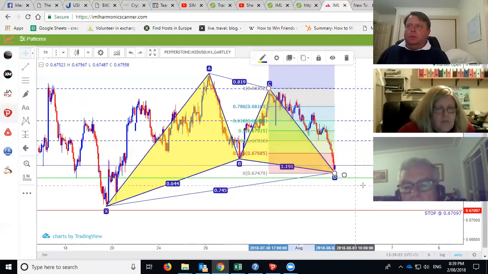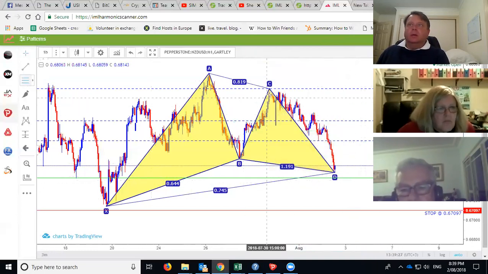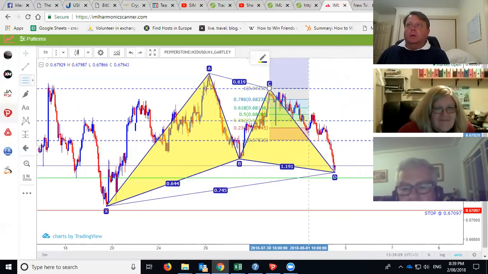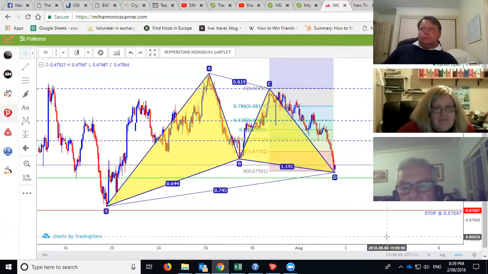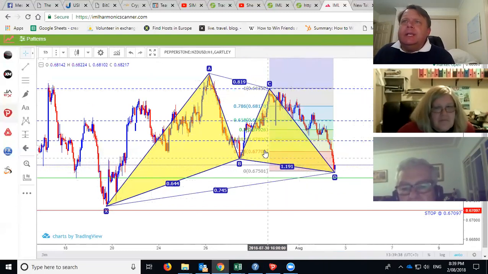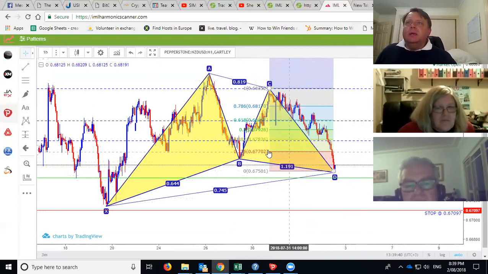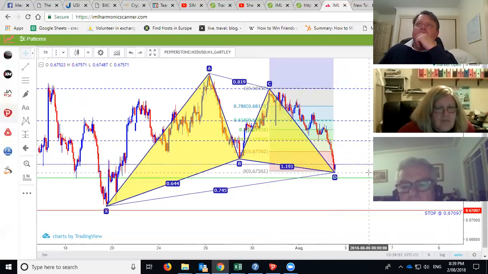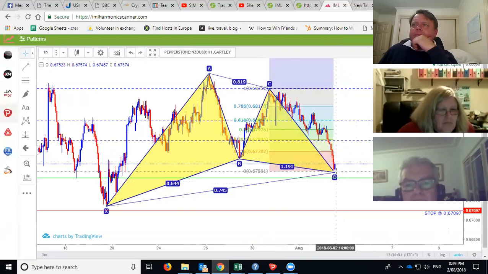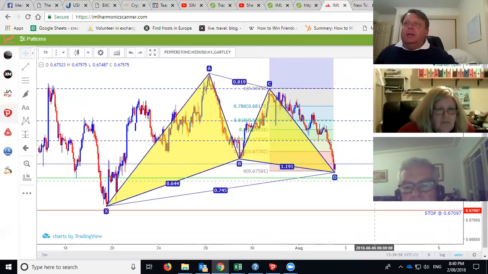You can see here that it's probably not very clear, but that 38 line is not quite in line with our TP1, and that line up is not quite in line. That just simply means that I haven't got the Fibonacci retracement exactly on the right numbers. So I'm not going to worry about that for the video.